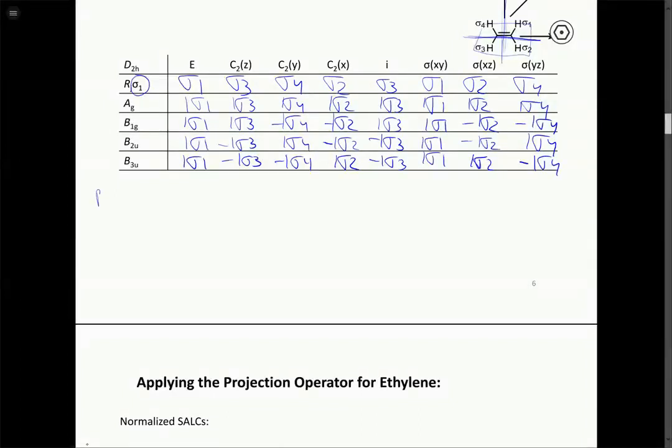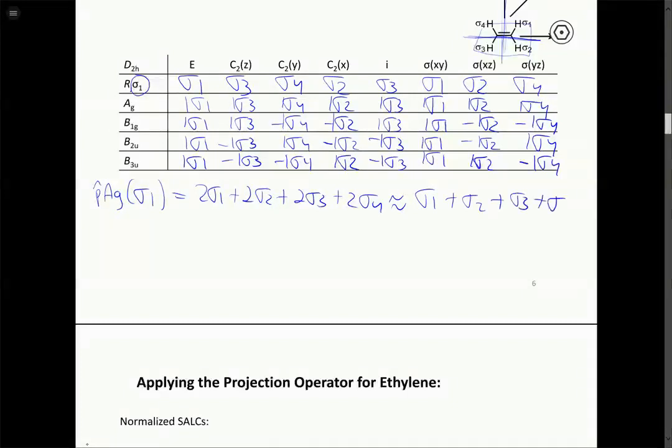And so if we write out the projection operators, then the AG projection operator gives us 2 sigma 1, 2 sigma 2, 2 sigma 3, 2 sigma 4. So all of them appear twice. And as we said, when you have a common factor, you can go ahead and factor it out right away. And so we get the totally symmetric additive combination, sigma 1, sigma 2, sigma 3, sigma 4. As I said, in most cases when you're dealing with sigma orbitals, you're going to have a totally symmetric form that looks like this.